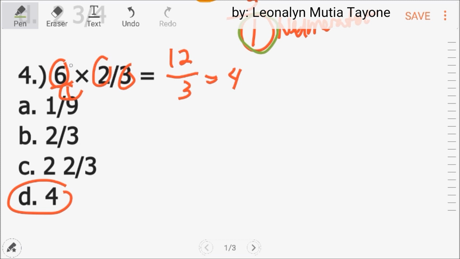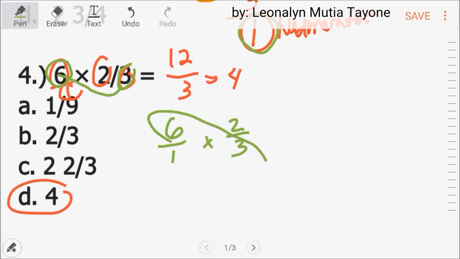Another way is with 6 and 3. Let's write it again. This whole number 6 has an automatic 1. Then 2/3. You can go straight through. So 6 divided by 3, that is 2. So 2 times 2 equals 4. We have no denominator anymore, it's just 1. So the answer is letter D, 4.